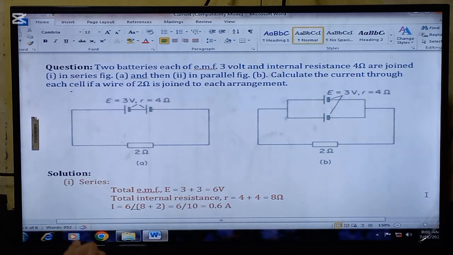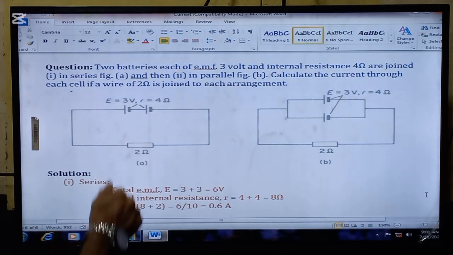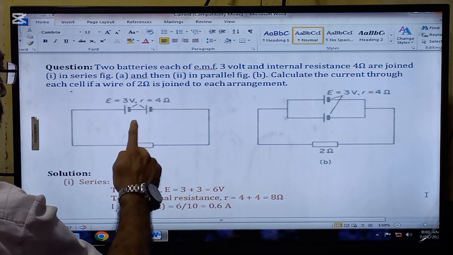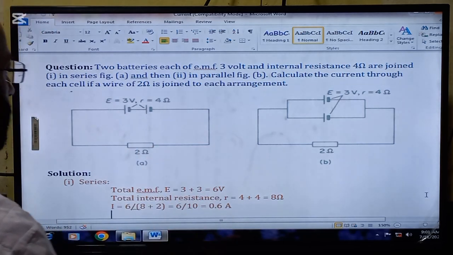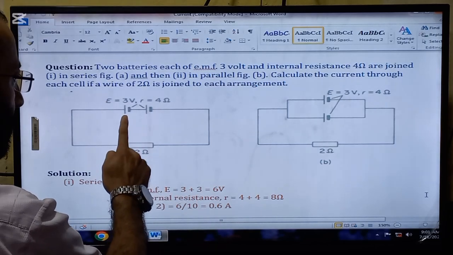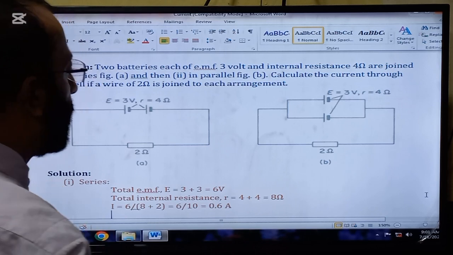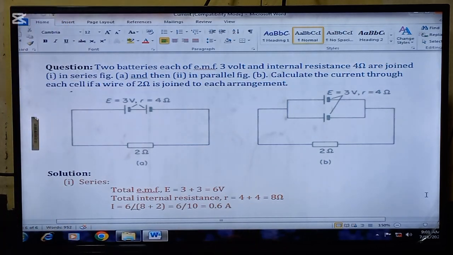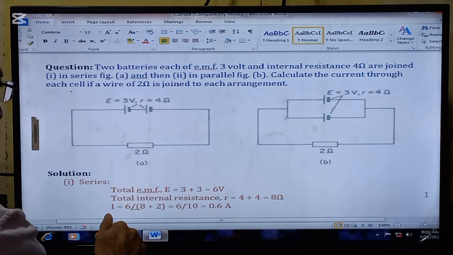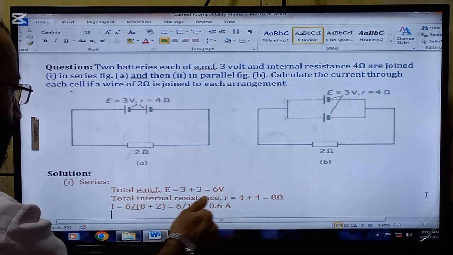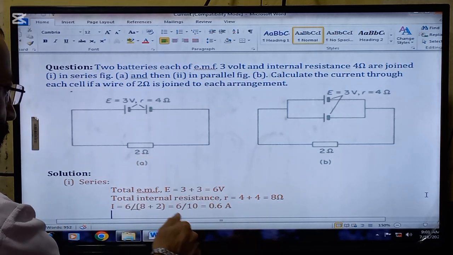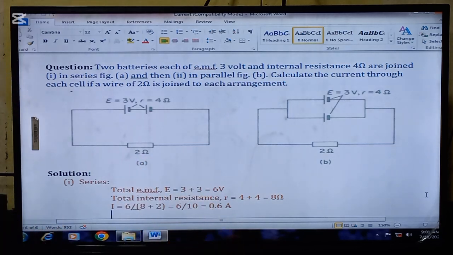In the first part, when in series, total EMF will be 3 plus 3, because this is in series, so 6 volt. And total internal resistance will be 4 plus 4 ohm, that is 8 ohm. But a wire of resistance 2 ohm is also joined. So I is equal to 6 over 8 plus 2. Solve it on the calculator. This will be the current.